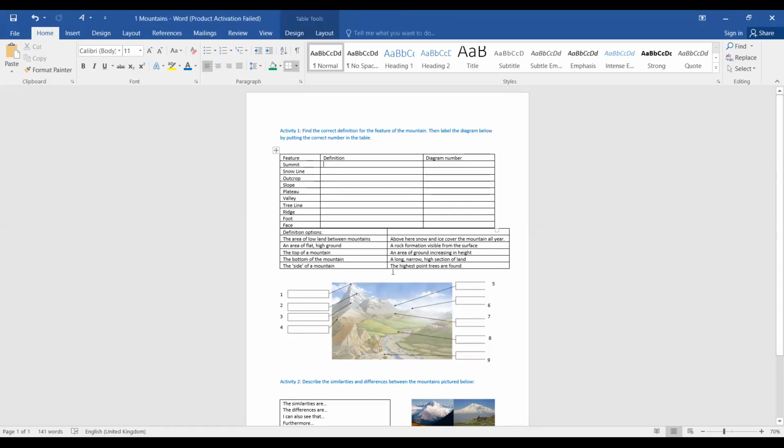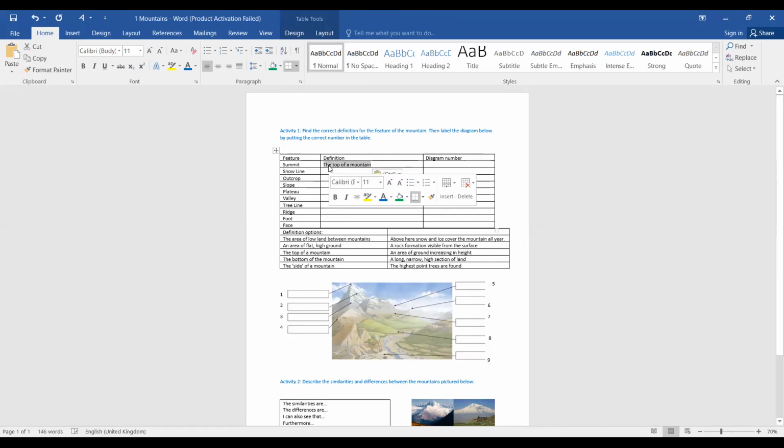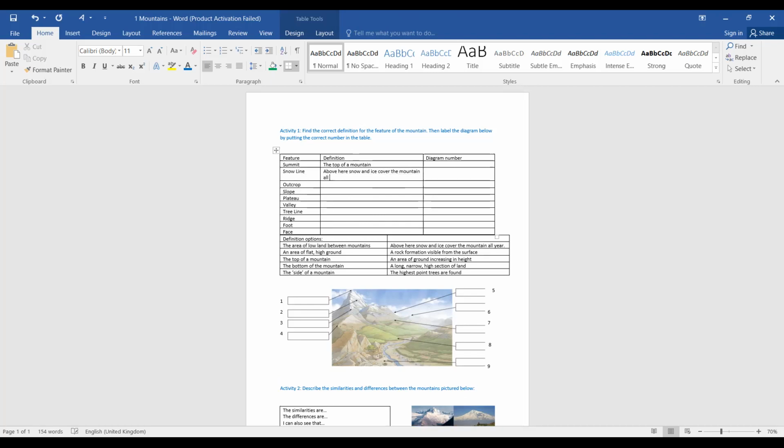I'm going to read them and pick out which one I think the summit is. So I know that the summit is the very top of the mountain. So you can either highlight, right click, copy, and then click on your box, right click, and paste, or you can just find which one it is. So I know it's the top of a mountain, then I will copy the definition. So it's completely up to you what you do. So you need to do all of the definitions. So for example, the snow line would be above here, snow and ice cover the mountain all year.